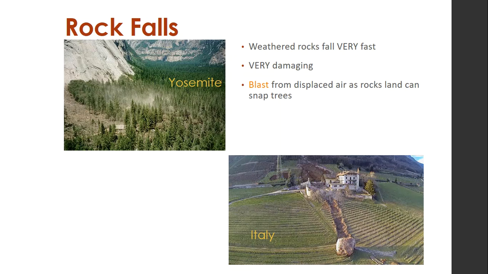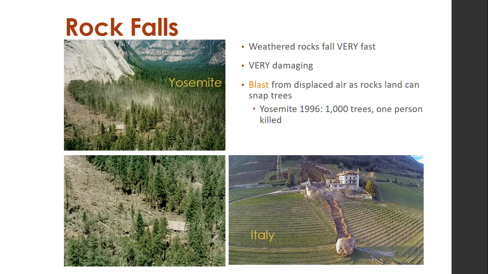The blast from the displaced air as the rock lands can snap trees, which has been seen in Yosemite. They used to allow people to camp right up against the walls in Yosemite Valley, and they've pushed that back due to rock falls that have happened there. In 1996, a rock fall took out 1,000 trees and unfortunately killed one person. Here you can see all of these snapped trees from this rock fall coming down in Yosemite.